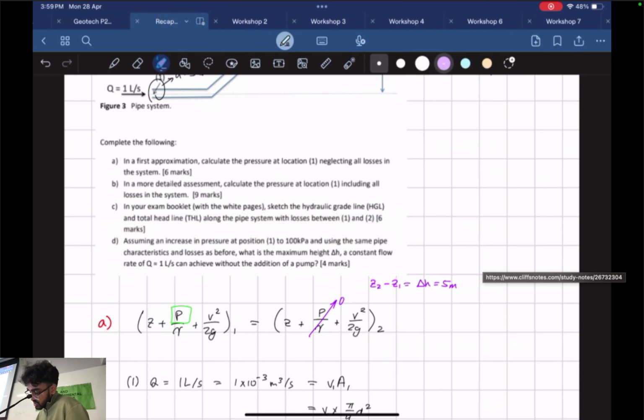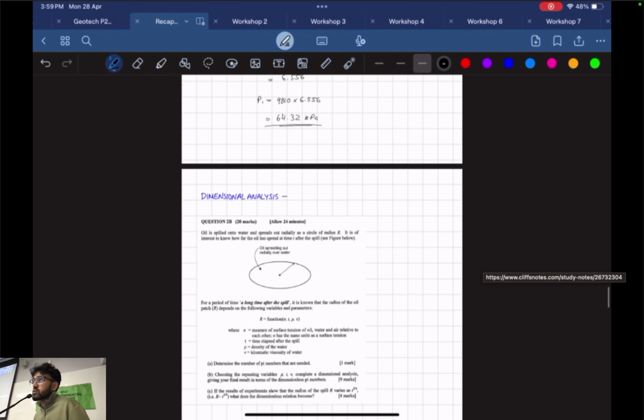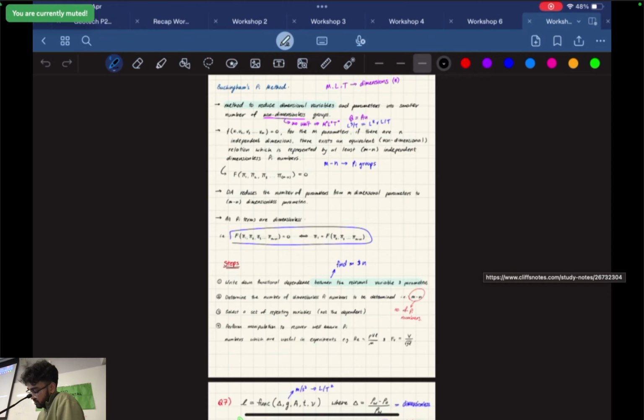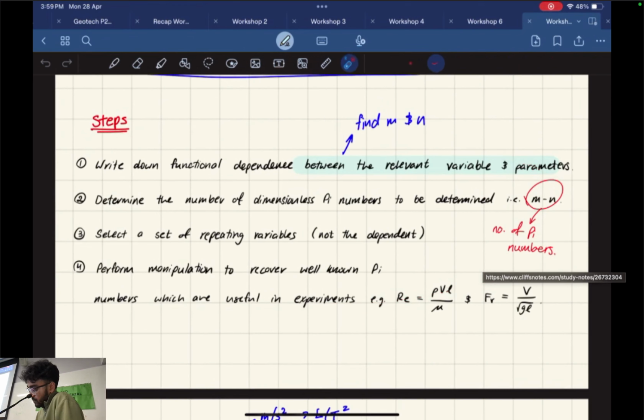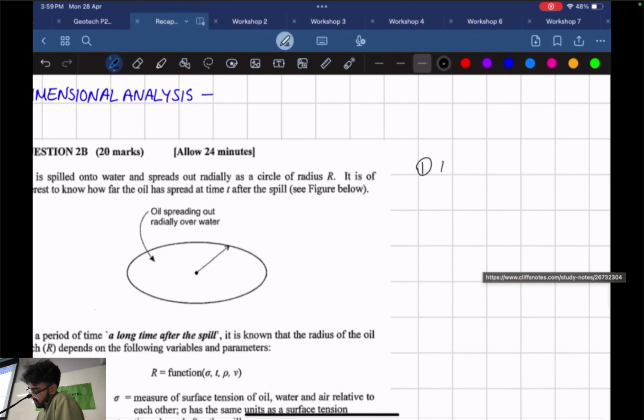Alright, I recommend you guys try part C and part D yourselves. Because I just want to go through this last dimensional analysis question, right? I feel like it's really important to understand dimensional analysis. So for dimensional analysis, these are steps you're going to have to follow. Step 1 is to find M and N, and also your number of pi groups.